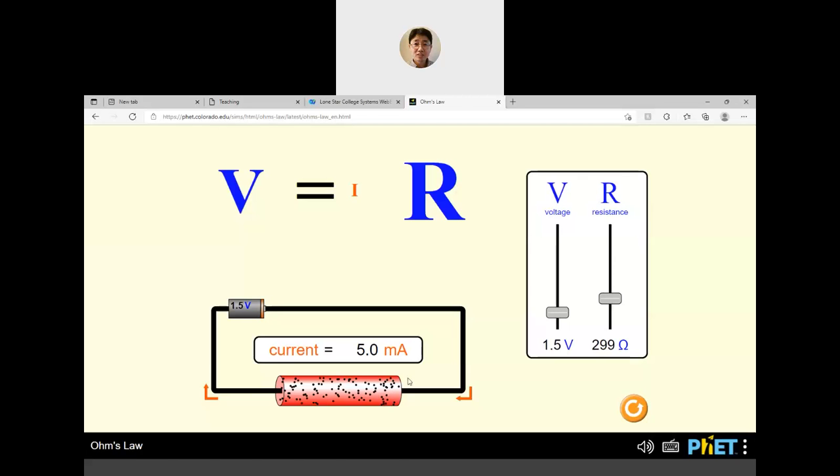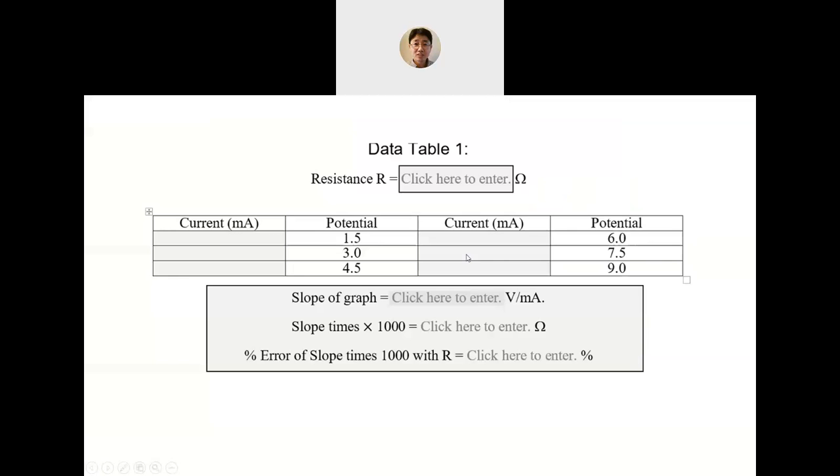Okay, so this one, as I showed here, and this is 5 milliampere. We have to write here in the data table: 5 milliampere. Here is 5. This is 300 ohm. We have to write here 300 ohm.